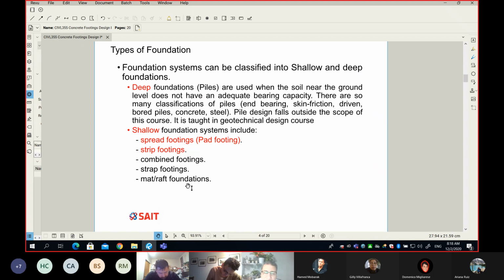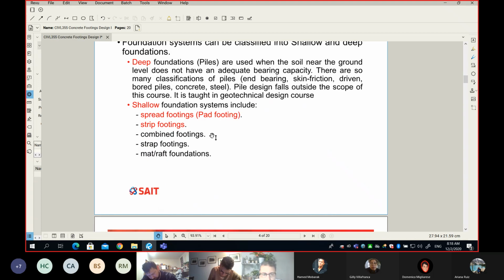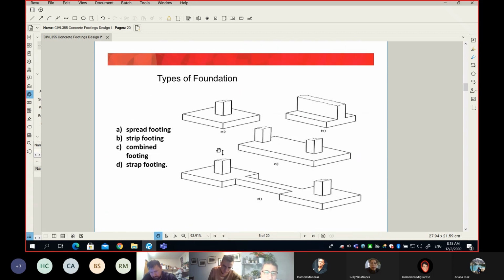In our class here, you can see we have only 4 hours left, and we are going to only cover the ones that I highlighted in red. So we are going to cover in our class something called spread footing and something called strip footing. And the names are very, very close, even strap footing. So I don't want you to get confused. I'll show you the difference later on. But we don't have time to cover the combined footing or the strap footing or the mat foundation.